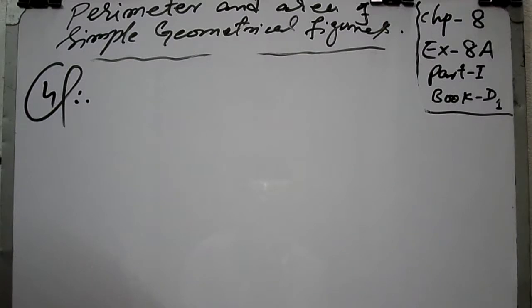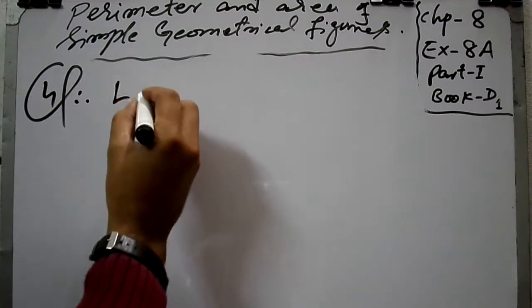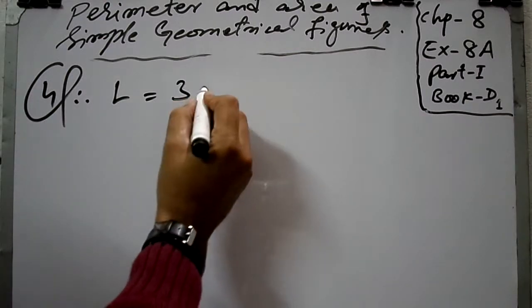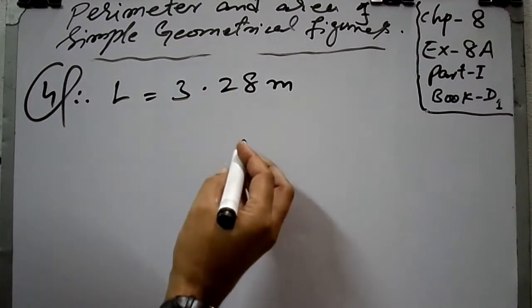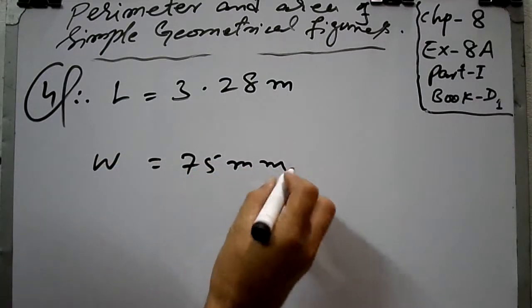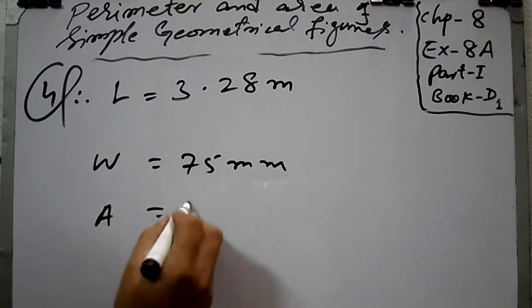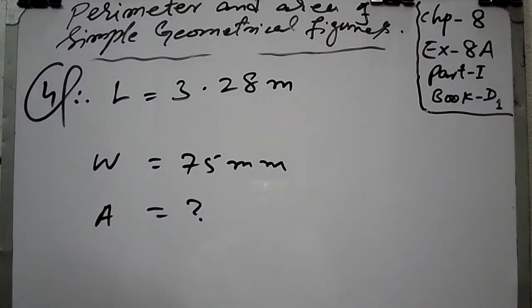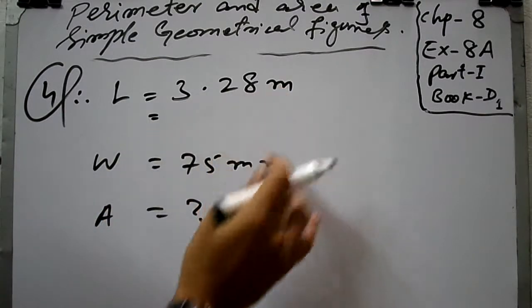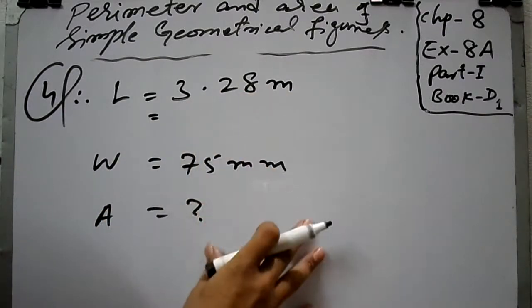We read the statement, then we come to this conclusion that the length is 3.28 meter and width is 75 millimeter, and we have to find the area. If you read the statement, find the area in square centimeters of a rectangular strip of board 3.28 meter long and 75 millimeter wide. So we have to make the units equal, because this is meter, this is in millimeter, so both are not in a homogeneous manner.